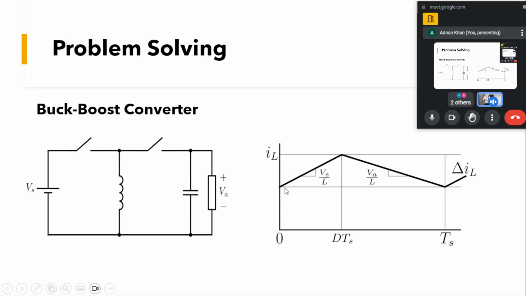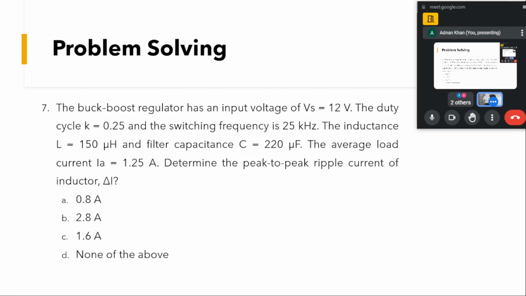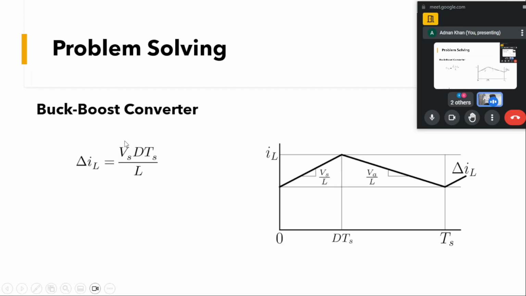So we can apply this inductor equation for the 0 to DTS interval. We know L dI by dt, and for this DTS interval, VL is Vs. This Vs is known to us. Now we need to calculate D. TS is known to us, that is the switching frequency, and L is given. D is also given, 0.25. So you have to do nothing, just put these values here.